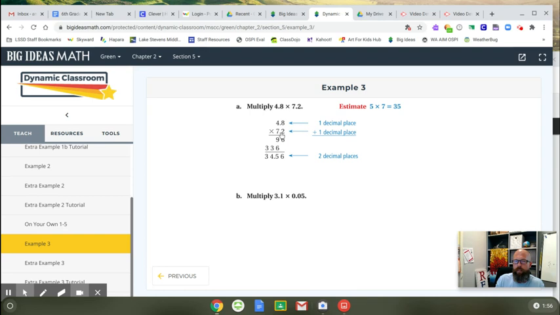So I just have to count the decimal places and then count them again, add them up and put them in there. So, reasonable, yeah, 34.56 is close to 35. Now let's take a look at this one.